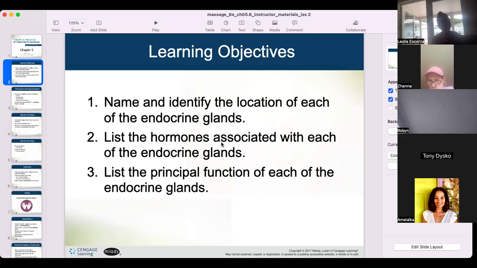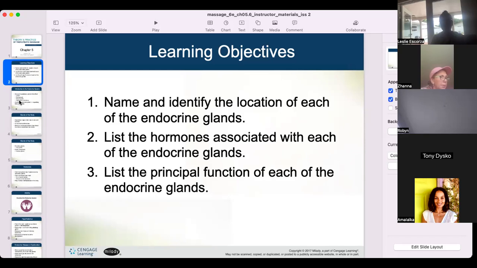We're going to list those hormones which are associated with each of the endocrine glands. So each gland is releasing hormones. Doesn't mean one hormone, it can release more than one hormone. So we're going to go through those. And then we're going to list the principal function. So we just need to know what is the function of each gland, where are they located, and what they're associated with. So it's pretty simple, but it might be a little bit too many words.